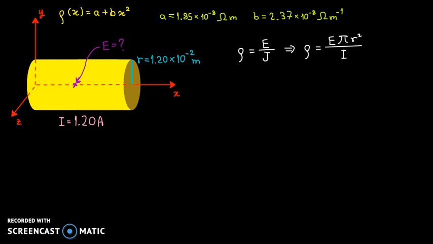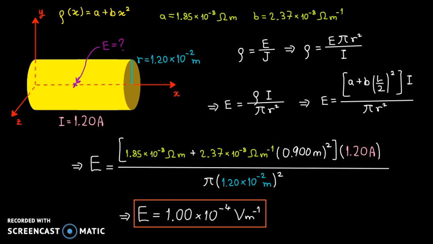Next, let's isolate the electric field magnitude and substitute the numerical values. Here I have isolated E. I'm also using the formula for resistivity, A plus B x squared. And I'm substituting L over 2 for x because we're looking for the electric field at the midpoint of the cylinder, so where x equals capital L divided by 2. And with the numerical value substituted, we get electric field magnitude equals 1.00 times 10 to the negative 4 volts per meter.